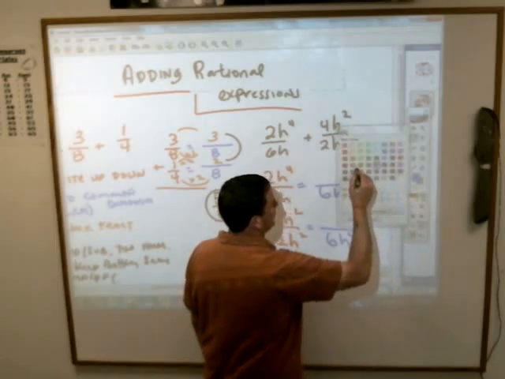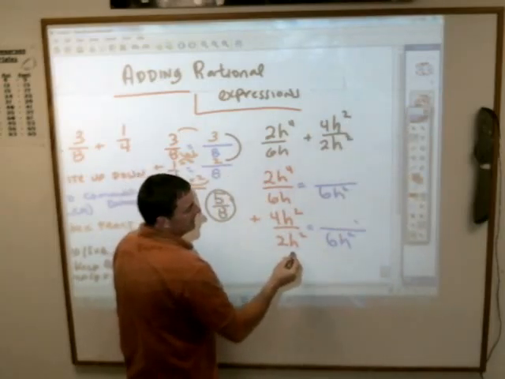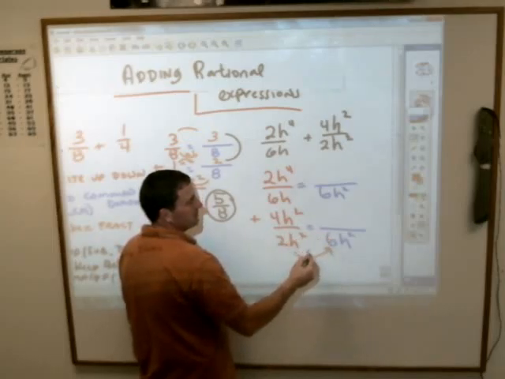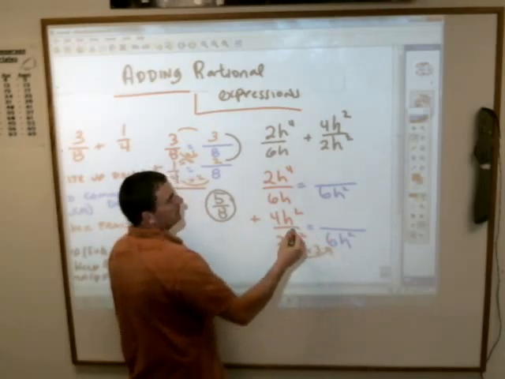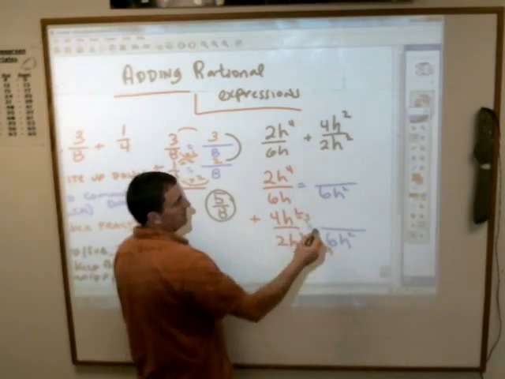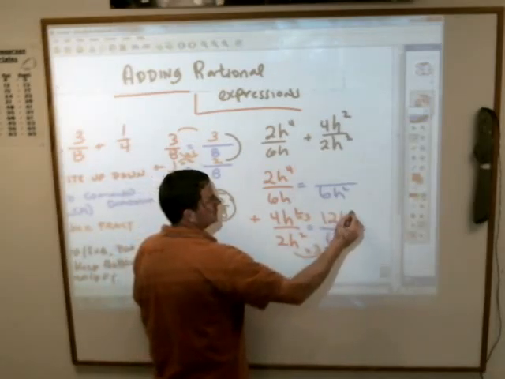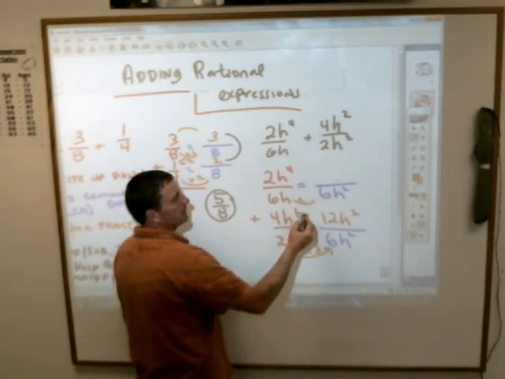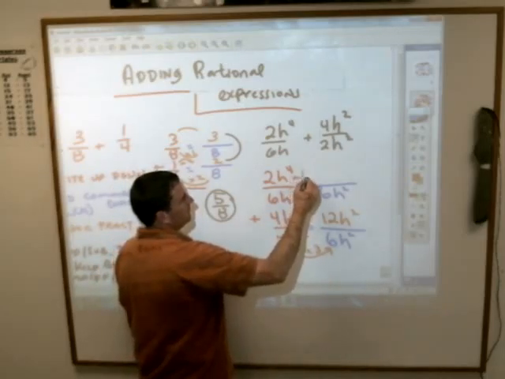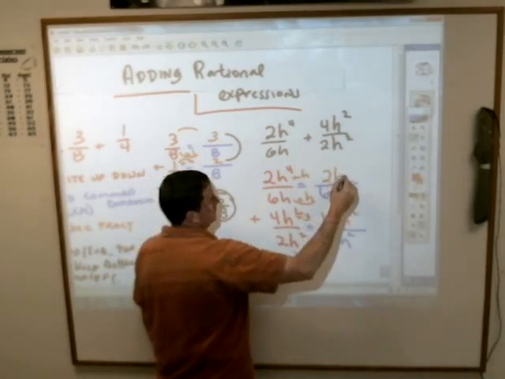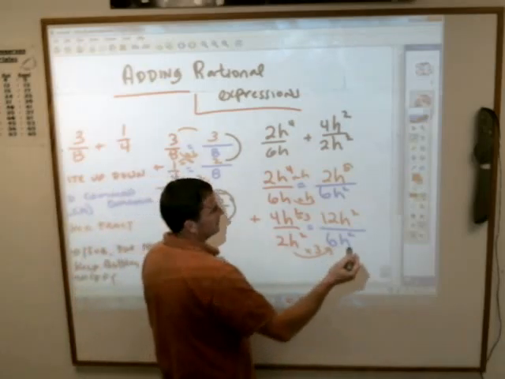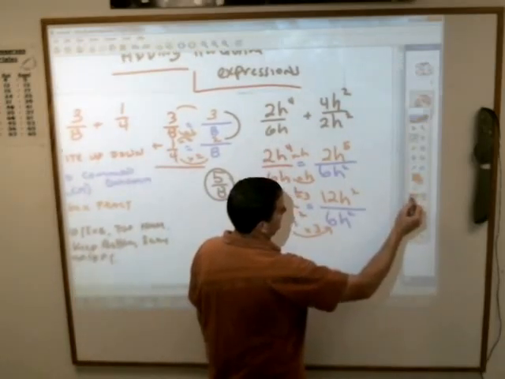Now comes the part where it seems like it confuses some people. Now you need to do, how do I go from this to this? I need to multiply by a 3. So you need to multiply the top by a 3, and that gives you 12h squared. This one here I need to multiply by h, so I multiply the top by an h, I get 2h to the 5th. So that step is complete.